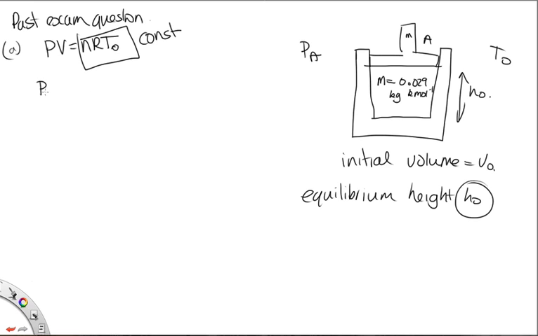So what we have is PA, the atmospheric pressure, times the initial volume, V0, is equal to the new pressure. Now the pressure inside here, we've got the atmospheric pressure acting still, but we've also got a force acting, and pressure is equal to force over the area. And so the force acting is the mg, the weight force, over the area A.